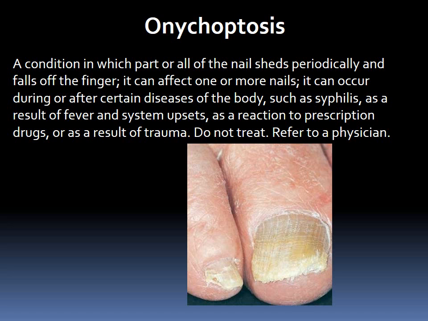Onychoptosis. A condition in which part or all of the nail sheds periodically and falls off the finger. It can affect one or more nails. It can occur during or after certain diseases of the body, such as syphilis, as a result of fever and system upsets, as a reaction to prescription drugs, or as a result of trauma. Do not treat, refer to physician.